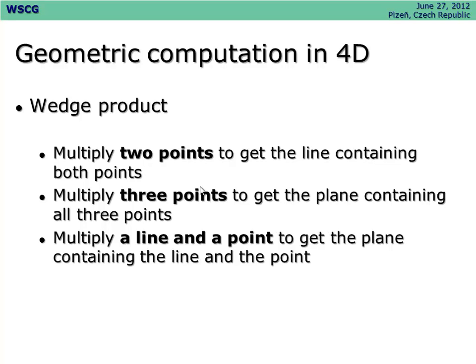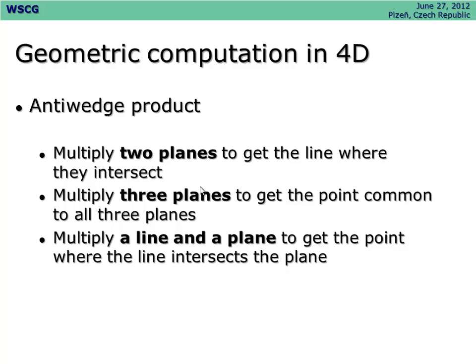All right, so this is the wedge product builds things up. Points turn into lines or planes. A line and a point turns into something bigger, a plane. The anti-wedge product goes the other direction. We can multiply two planes together with the anti-wedge product to get the line where they intersect. We can multiply three planes together to get the point common to all three planes. Again, assuming there's not a linear dependence there. We can multiply a line and a plane together, and we get the point where the line intersects the plane.